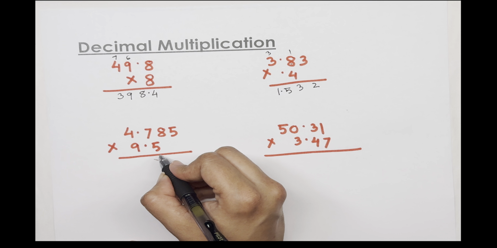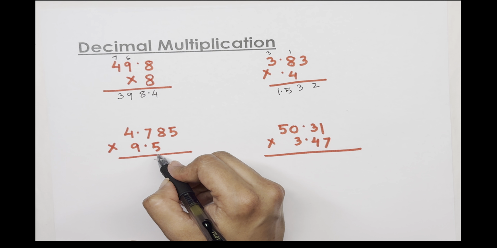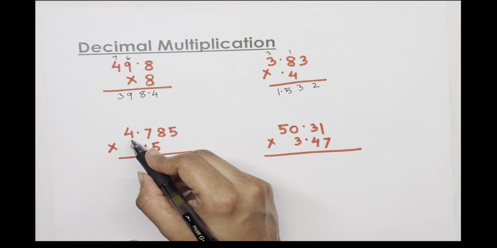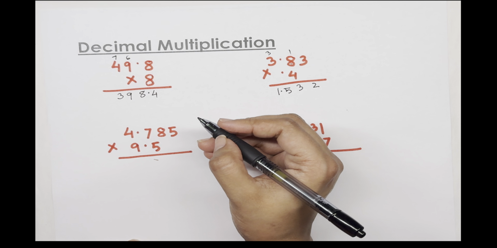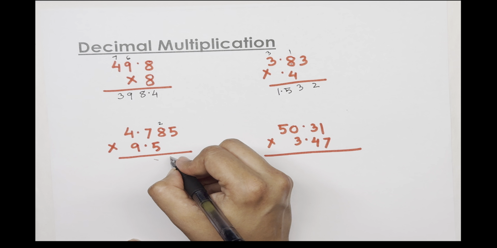Let's do a little complicated one. 4.785 into 9.5. First, forget about the decimal. Let's multiply 4,785 by 95. Let's get the product first. 5 times 5 is 25. 2 here, 5 here. 5 times 8 is 40. 40 plus 2 is 42. 4 here, 2 here. 5 times 7 is 35. 35 plus 4 is 39. 3 on top, 9 on bottom.